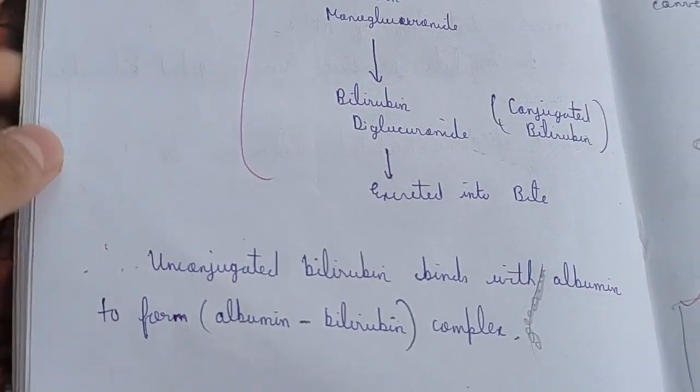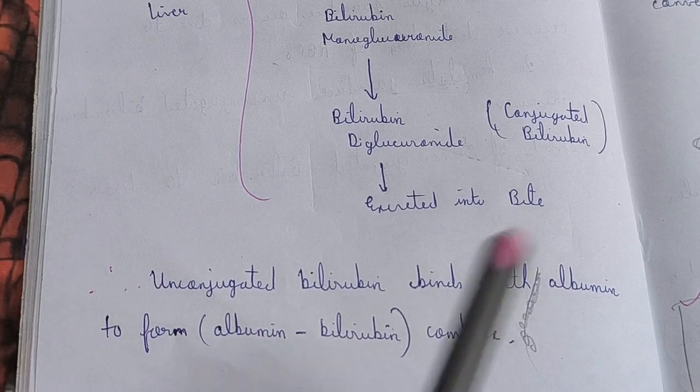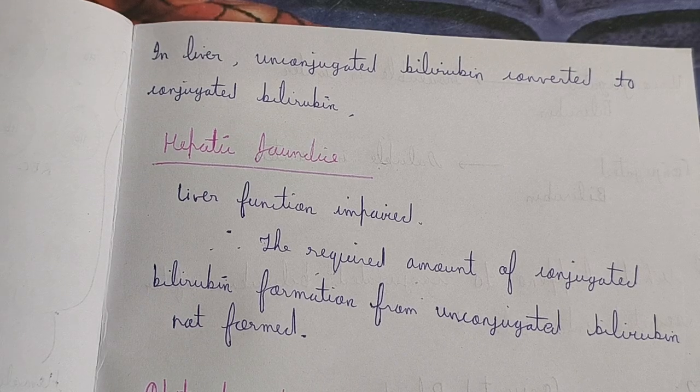Here I have also written that unconjugated bilirubin binds with albumin to form an albumin-bilirubin complex, and in the liver, unconjugated bilirubin is converted to conjugated bilirubin.